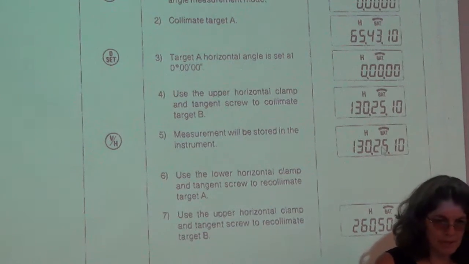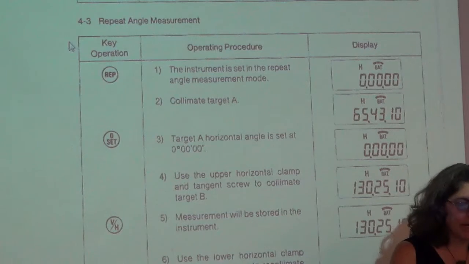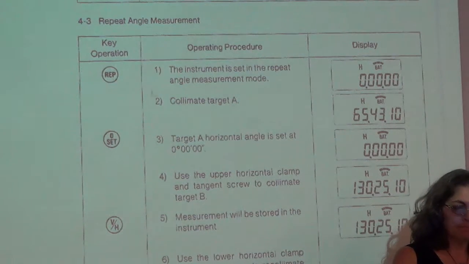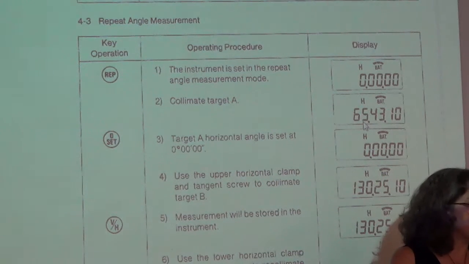Oh, wait, I'm sorry. No. So you click the repetition, you go to A, and it just has some arbitrary angle because you turned it to A, and you got 65.